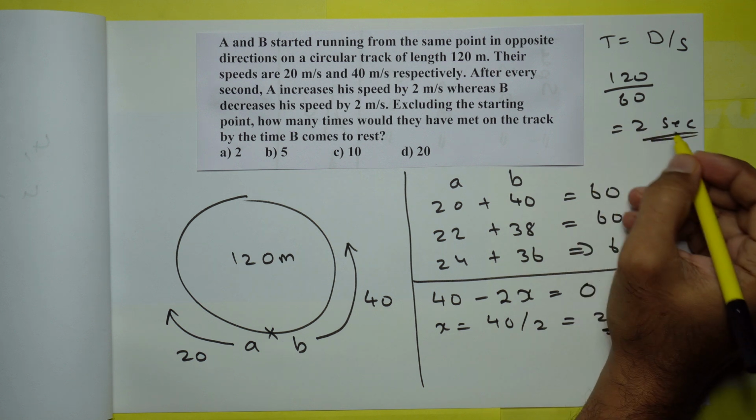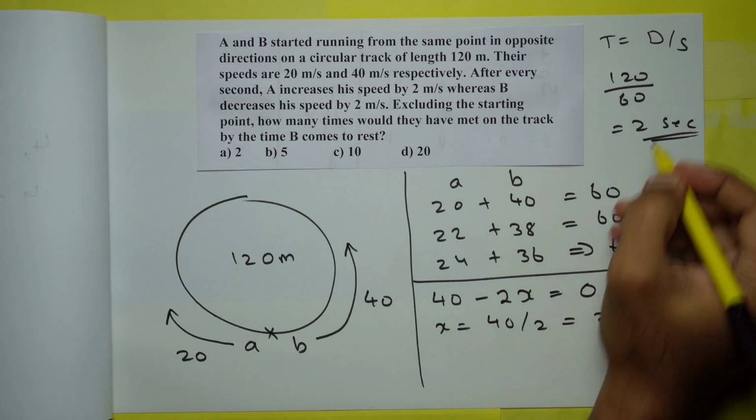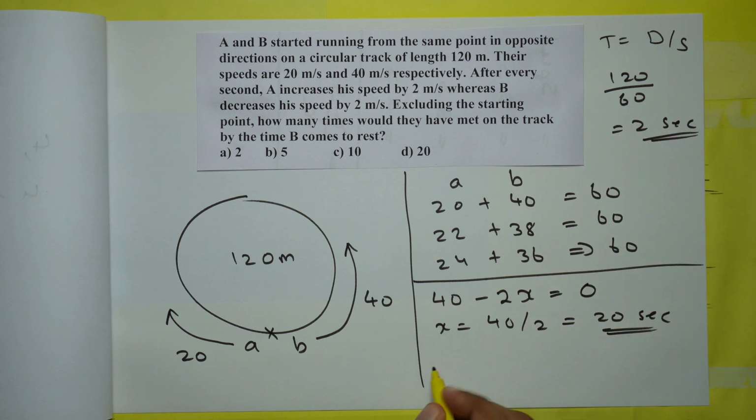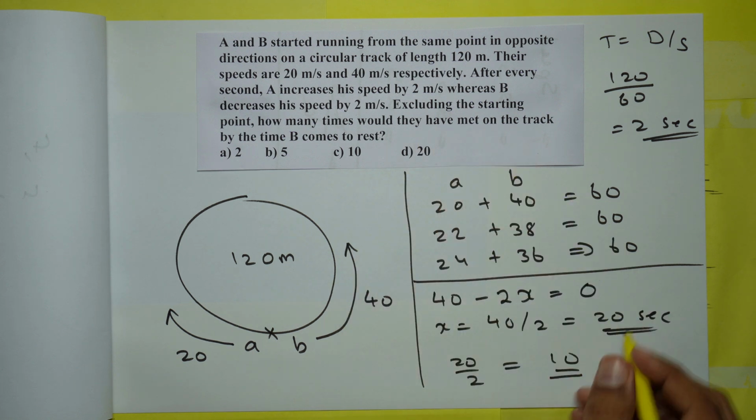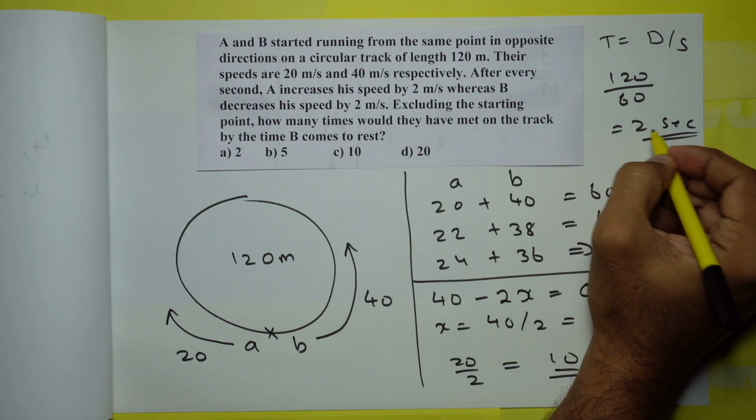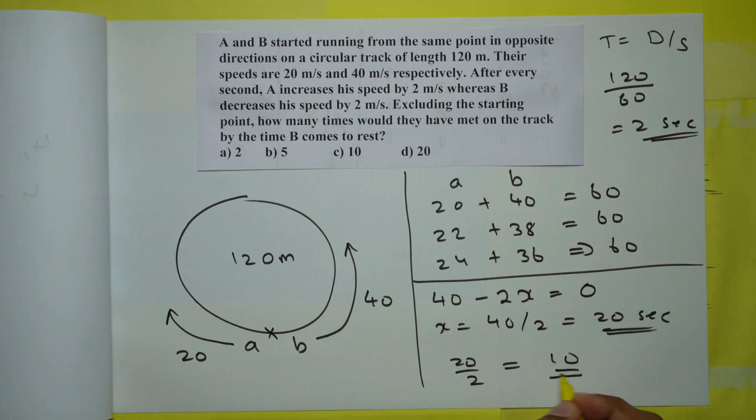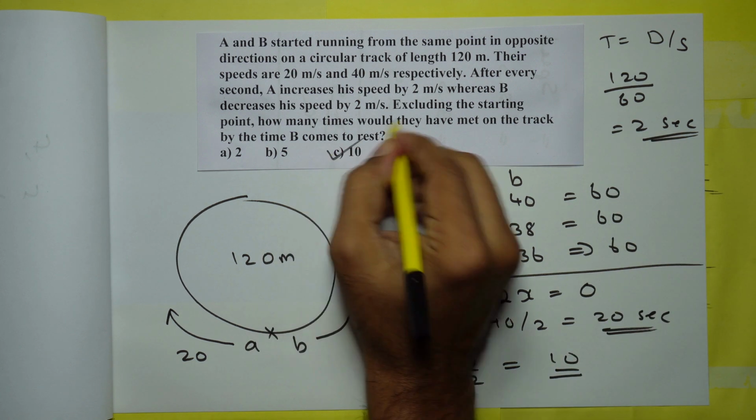So how many times will they meet in 20 seconds? Every 2 seconds they will meet, and in 20 seconds, 20 by 2, they will meet 10 times. Hence option C, 10 is the right answer.